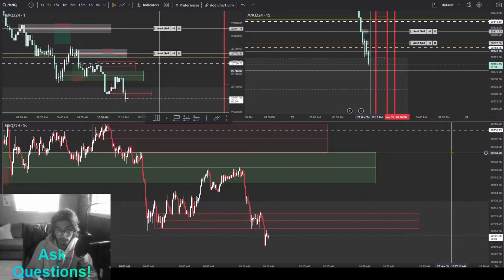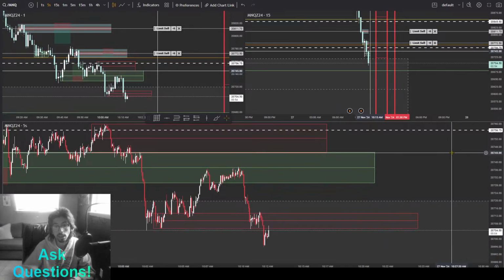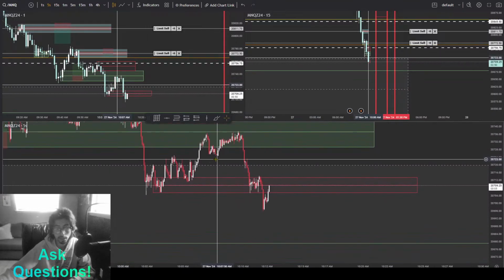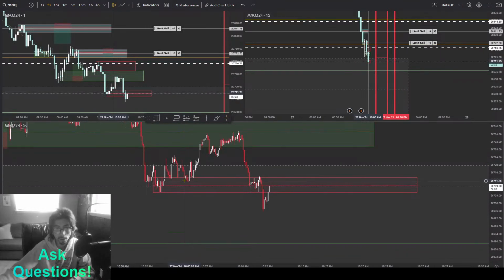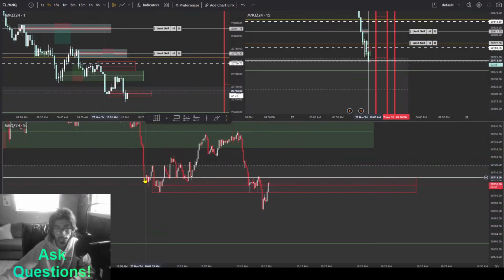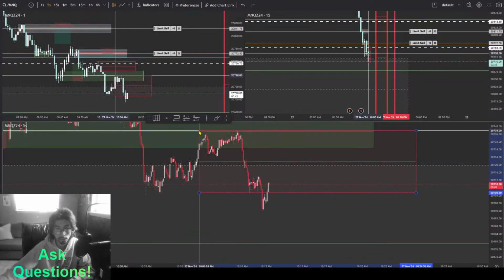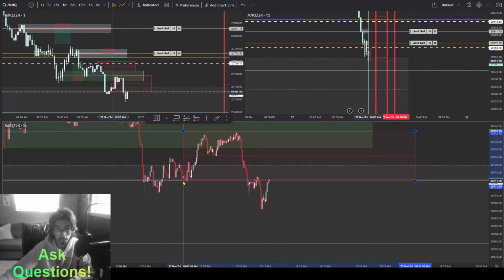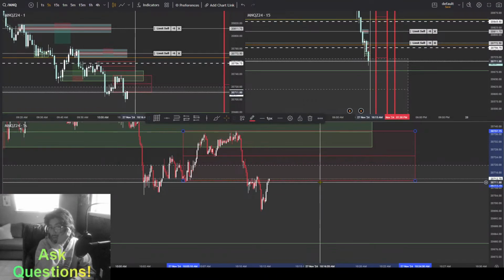Don't see no play here. I see something, but no, it's not something I would trade. There's this right here, but we need standard deviation before we even consider this.